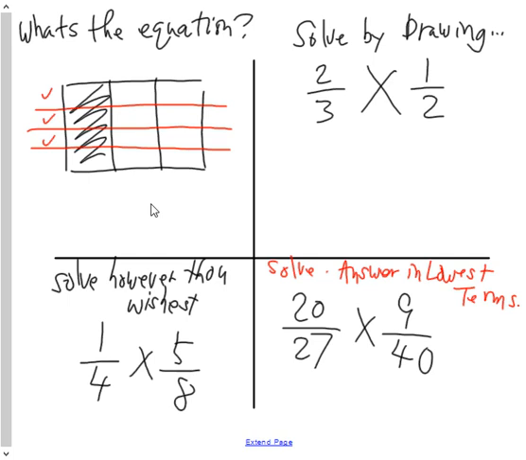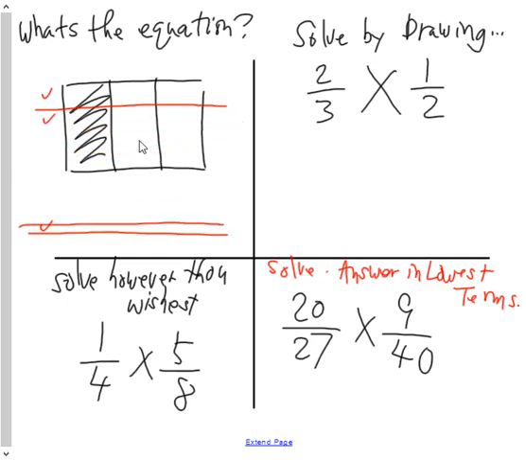This is a second example of 4 questions from chapter 6.3 on multiplying fractions together. The first question says, what's the equation? If I was to take away these red lines for a second, the fraction that we started with was a third. Okay, we started with a third.